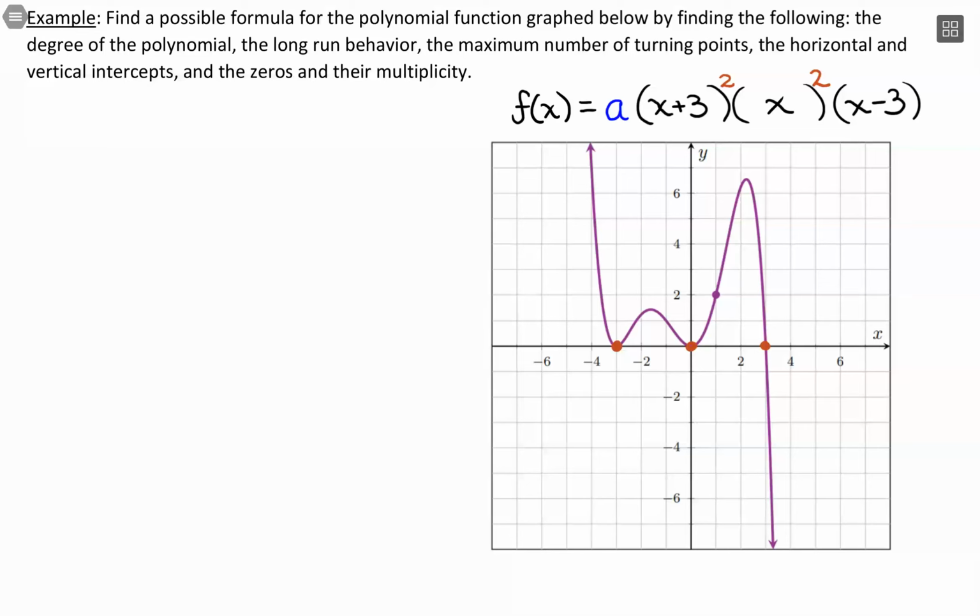So, we'll fill in the blank for a in a moment, but let's talk about the degree of the polynomial. For the degree, we're going to take 2 plus 2 plus 1, which is 5. That sounds great because even though it's flipped around, we have one side going off to positive infinity and the other side going off to negative infinity, which lines up with the long-run behavior of odd functions.